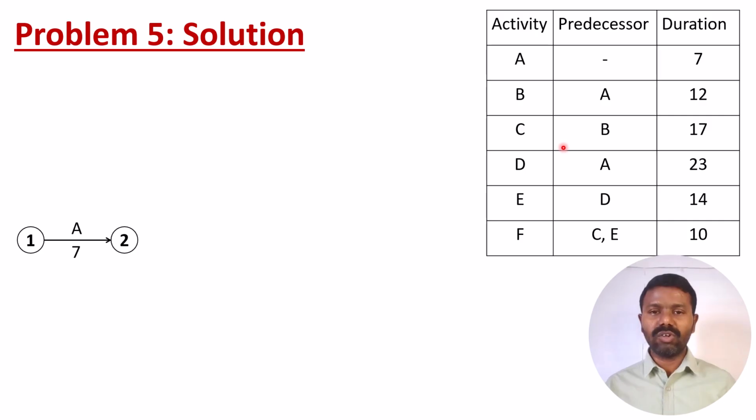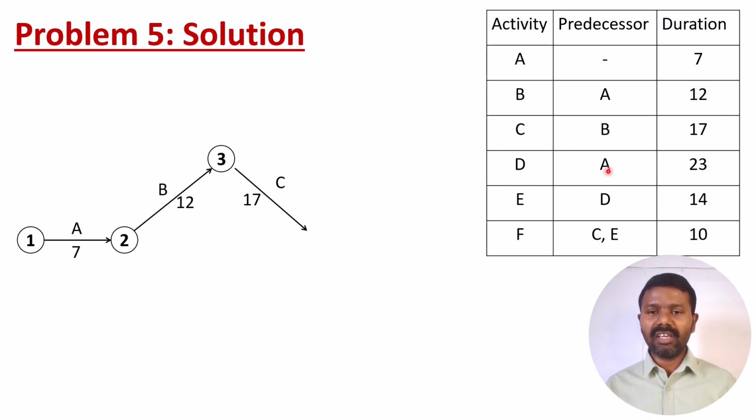So let us try to draw activity B this way. This is activity B, which is continuing activity A. That means 2 becomes the starting point of B, and 3 becomes the ending point of B. The time duration it will take is 12. And next we will go to activity C.